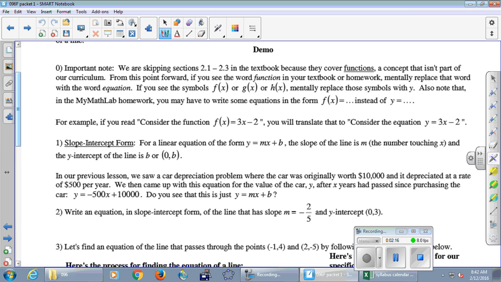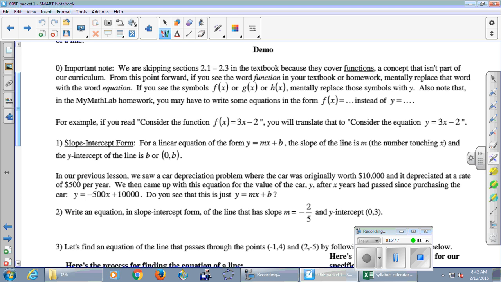From this point forward, if you see the word function in your textbook or homework, and you will see it in your homework, you are going to mentally replace that word with the word equation. If you see the word function in your MyMathLab homework, which you will, in your mind, you are going to change that word function to equation. And you're going to see funny notation, f parentheses x, or g parentheses x, or h parentheses x. Some of you already know what that means and how it's pronounced. It's pronounced f of x, but we're not worried about that this semester.